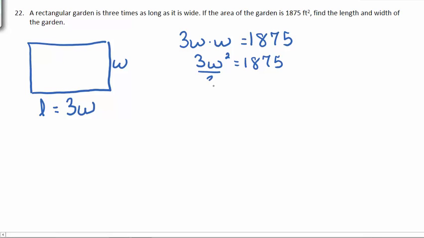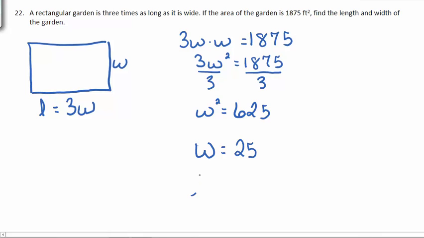So 3w squared is equal to 1875. I'm going to go ahead and get rid of the 3 by dividing both sides by 3. This leaves me with 625. And we can actually do this just by taking the square root of both sides. The square root of w squared is w, and the square root of 625 is 25. Now the length is going to be 3 times 25, which is 75.